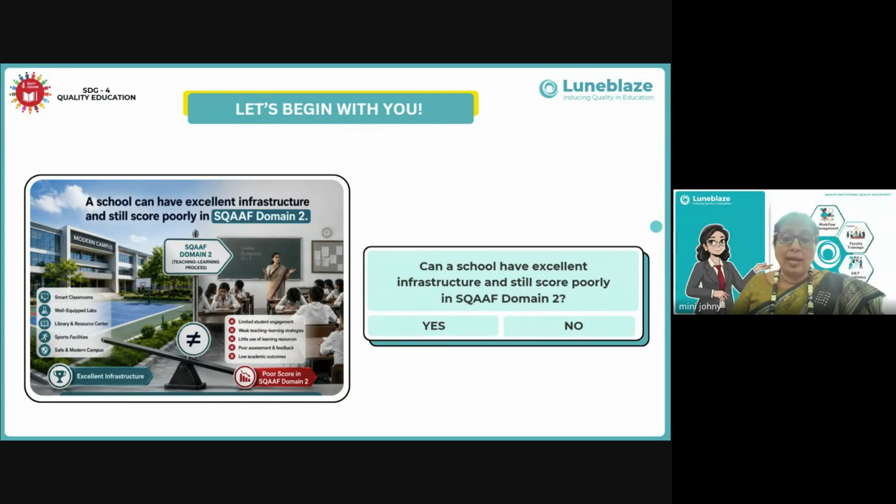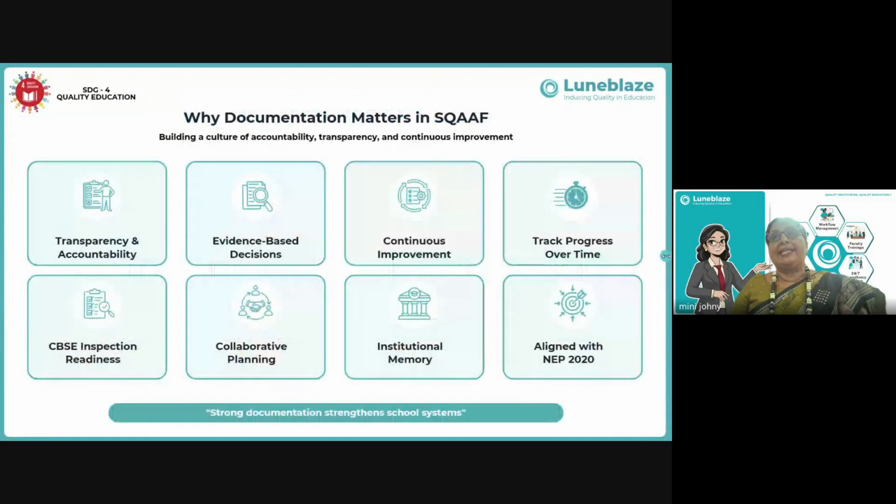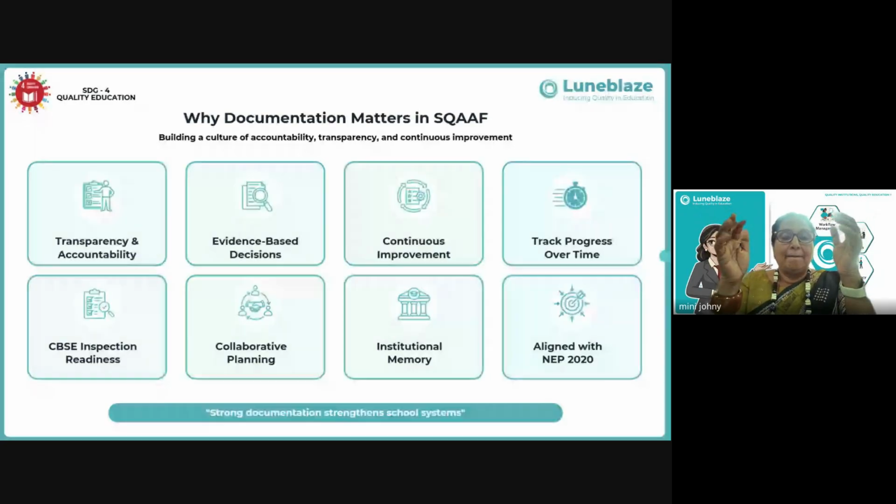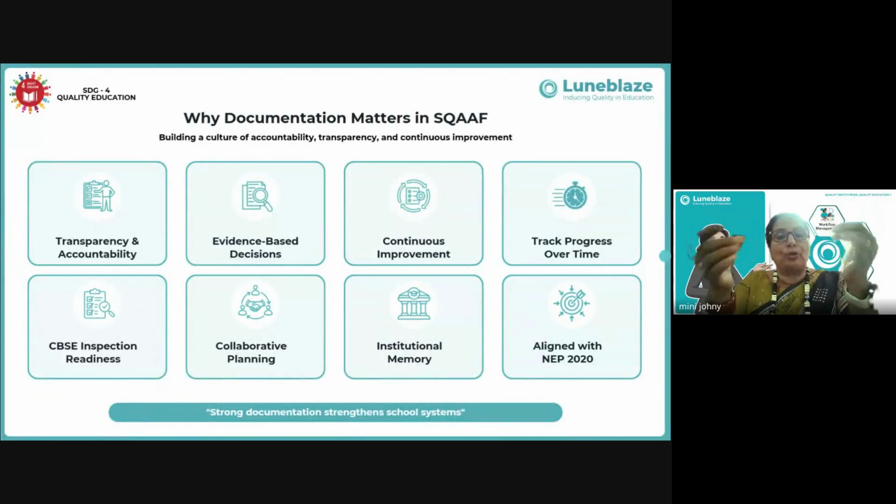Can a school have excellent infrastructure and still score poorly in SQAAF domain two? Yes, your answer is correct, we can score very poorly. Next slide. We may categorize some schools as having a lot of resources and infrastructure facilities, but there is no evidence, no documentation that matters for the SQAAF.